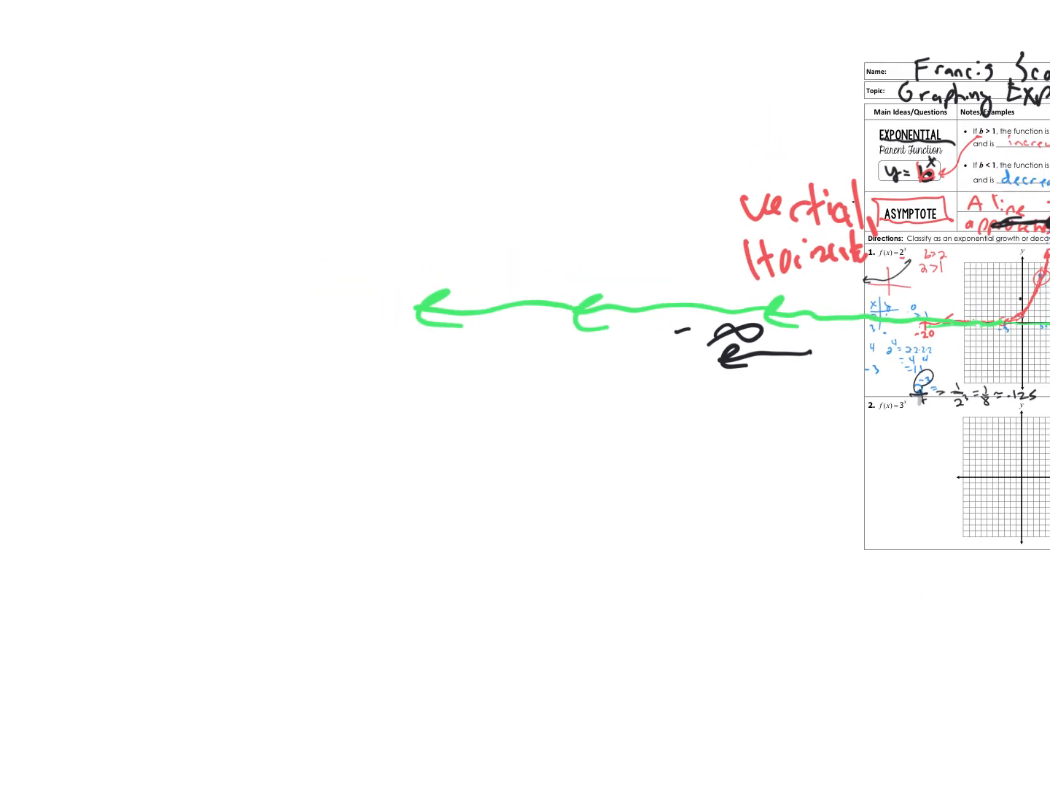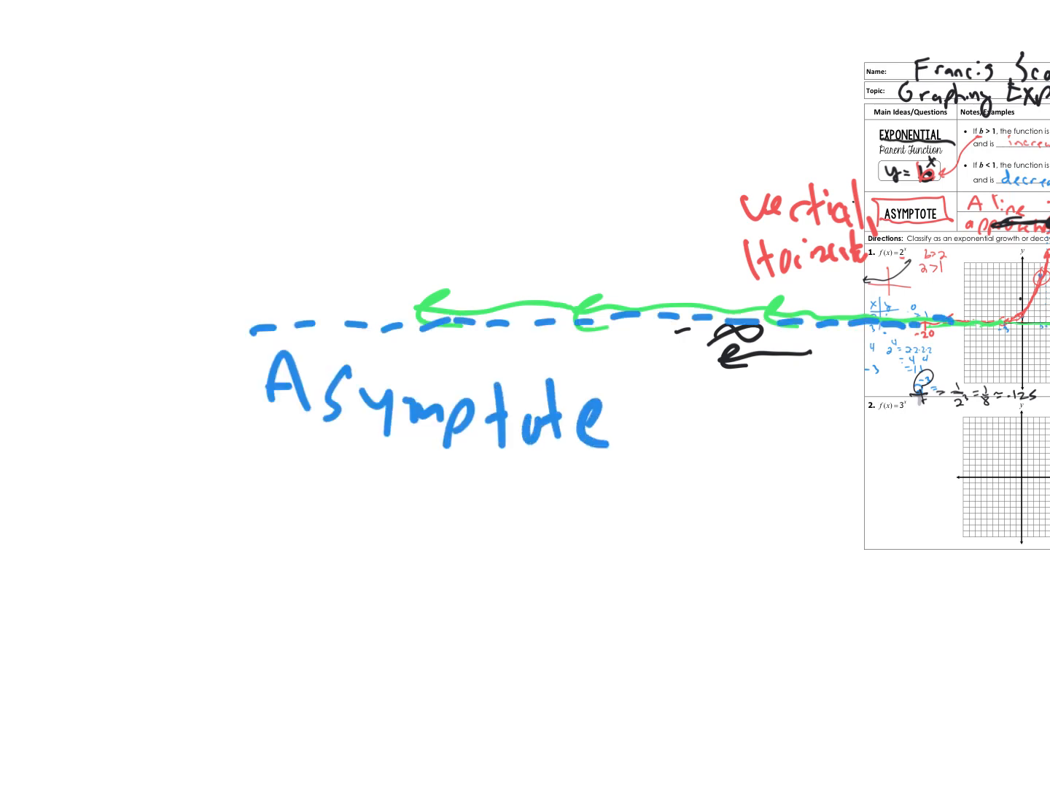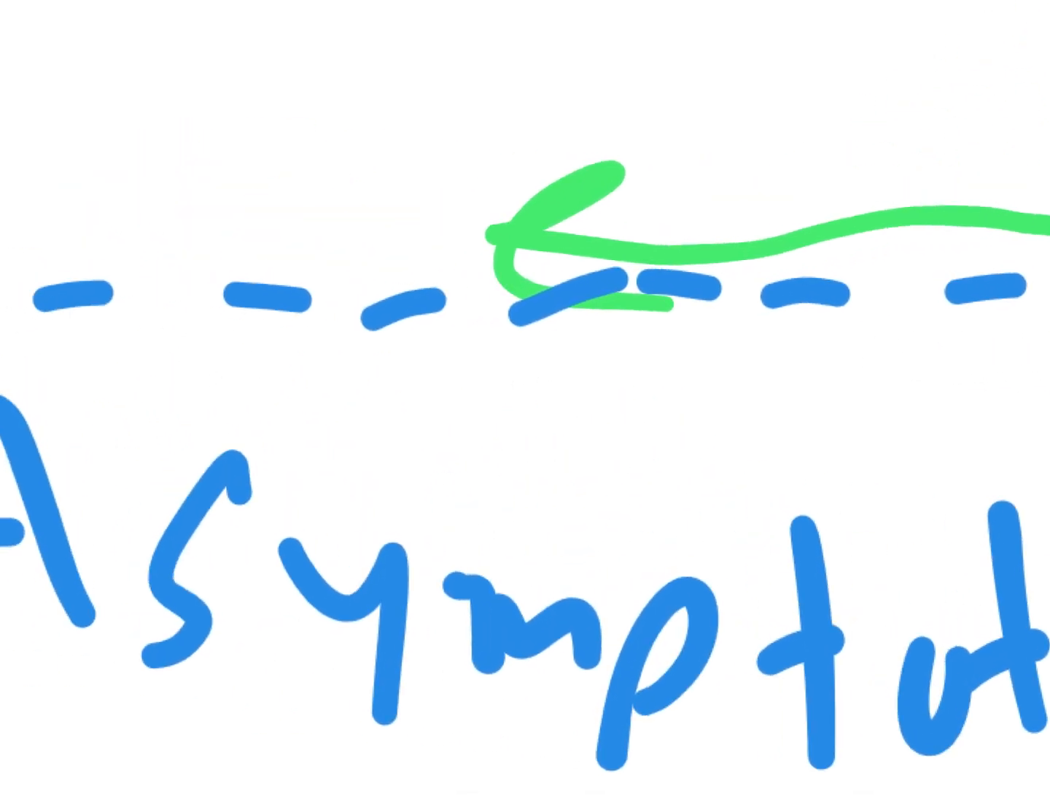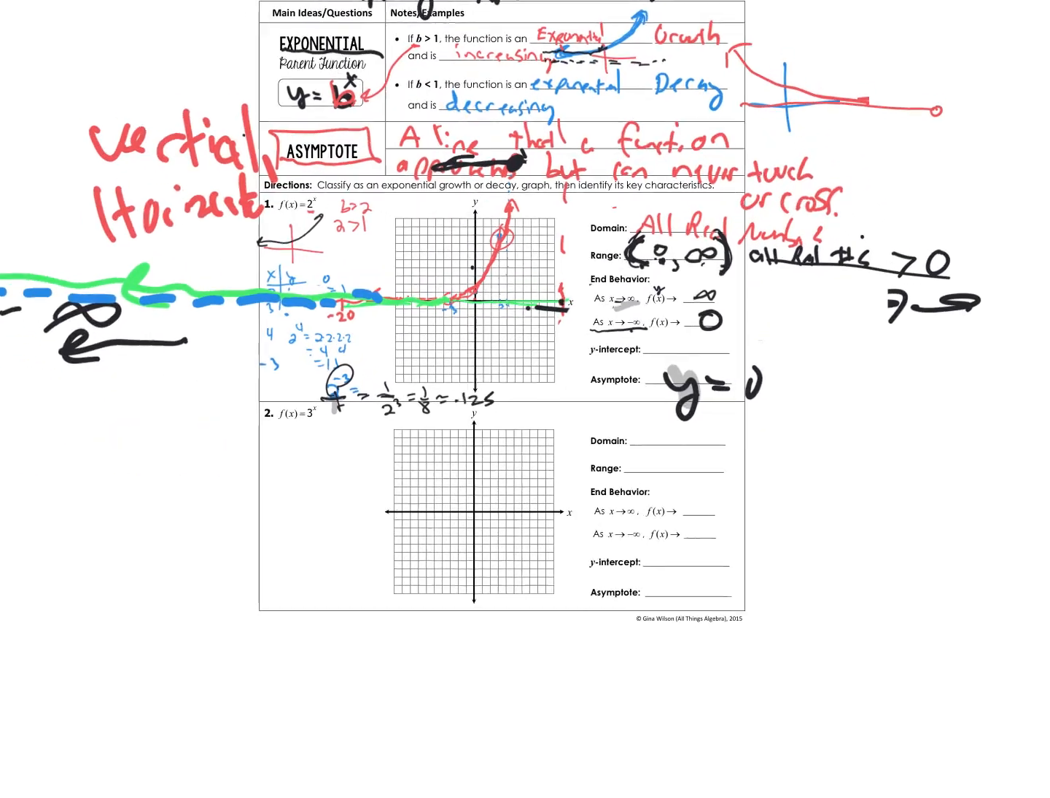What is that line called that it can never touch? What's the fancy word that starts with the letter A? Asymptote. It cannot cross the asymptote, but it gets closer and closer and closer, as we'd have to zoom in forever and ever and ever, okay?